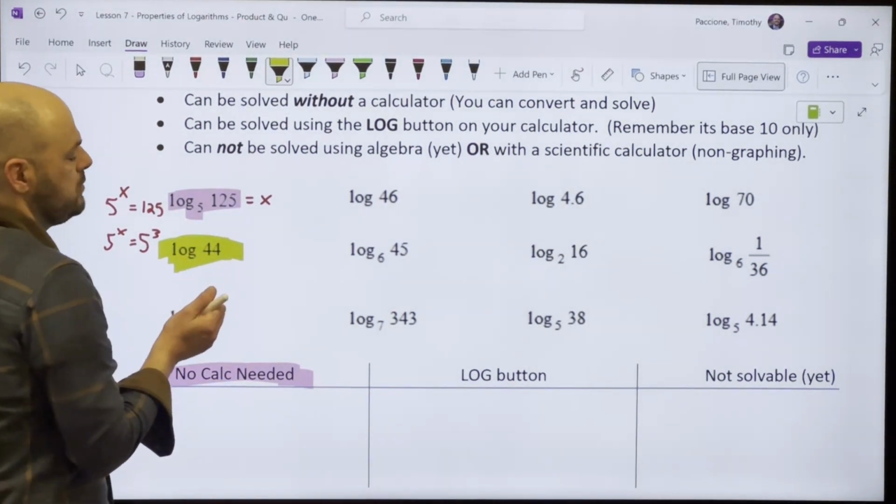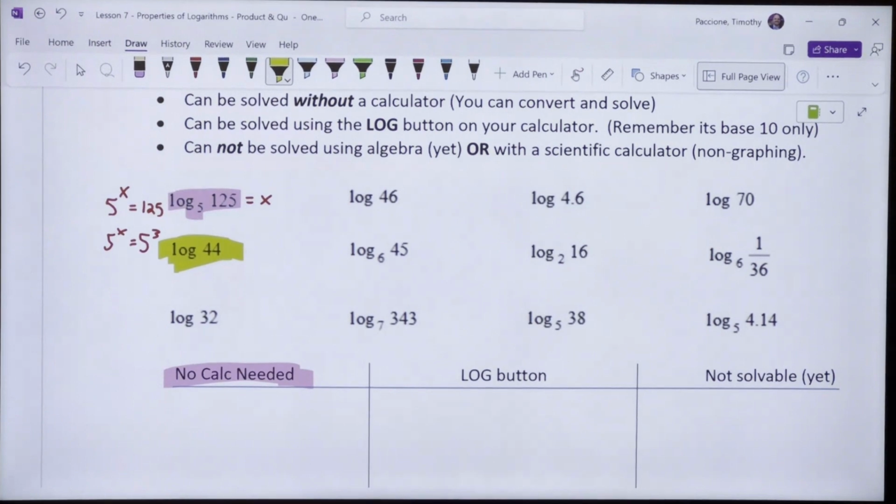Okay, how about this one? What's missing here? The base. Well, the exponent's missing in all of them. We're trying to figure out if we can find the exponent. But the base is what? 10. Whenever the base is missing, it's 10. It's so common that they don't even write it. It's also so common that there's a button for it on your calculator.